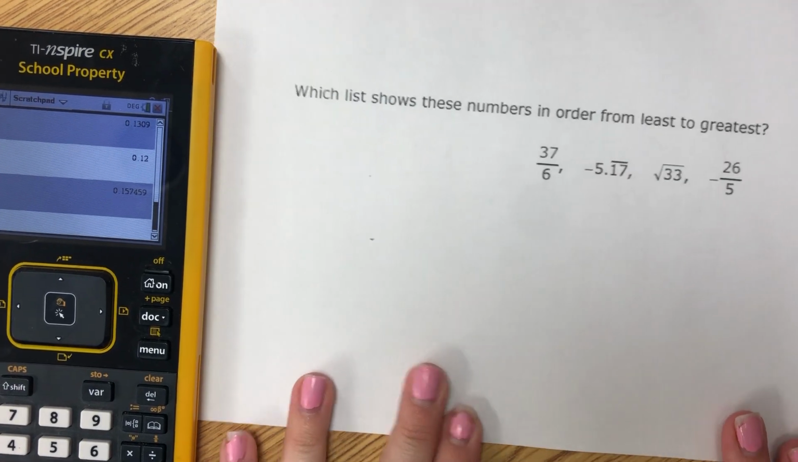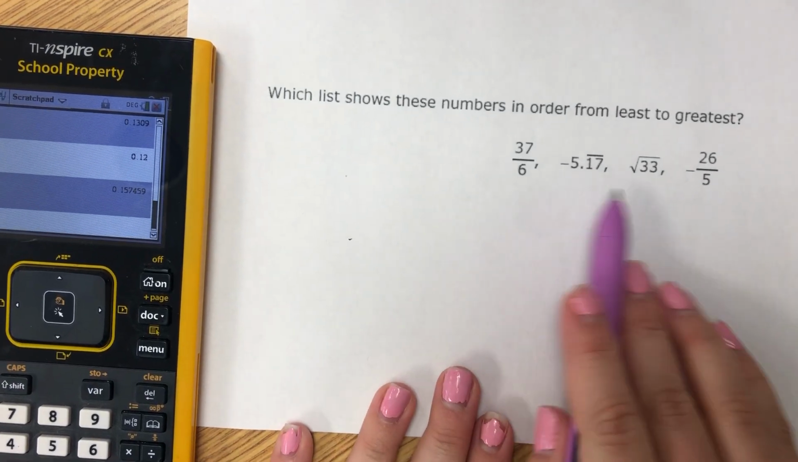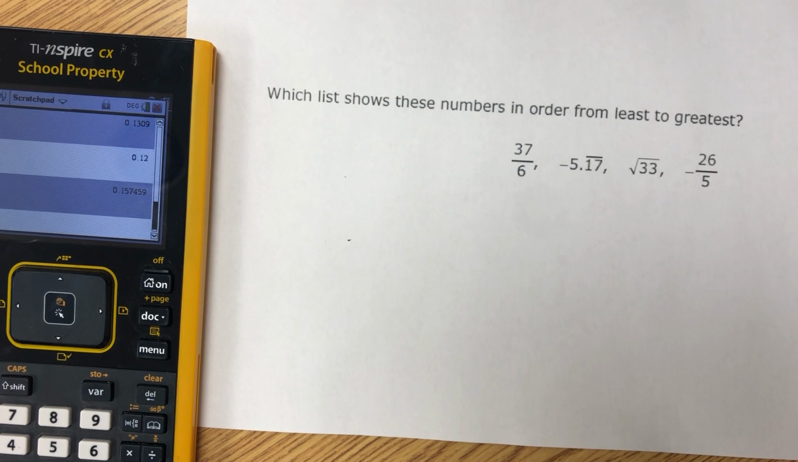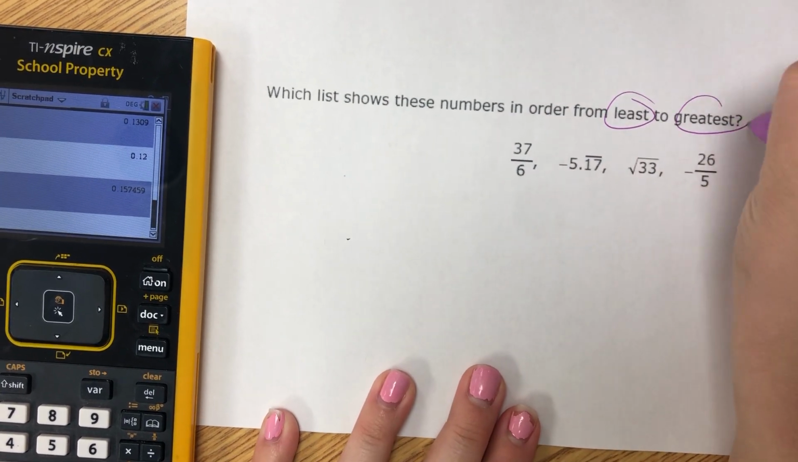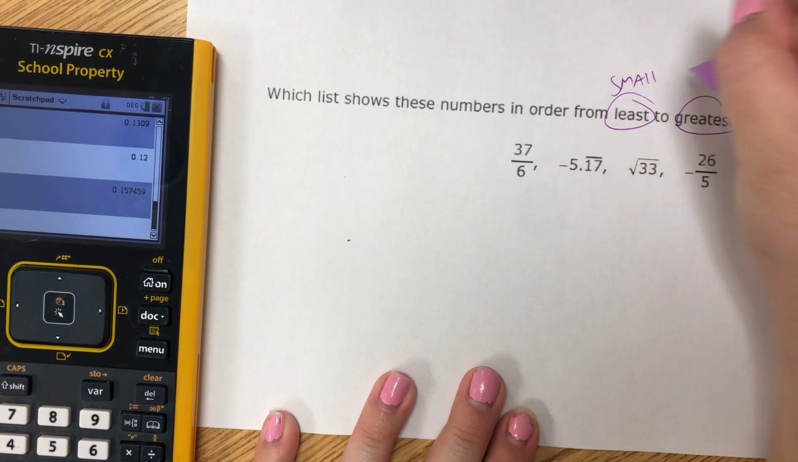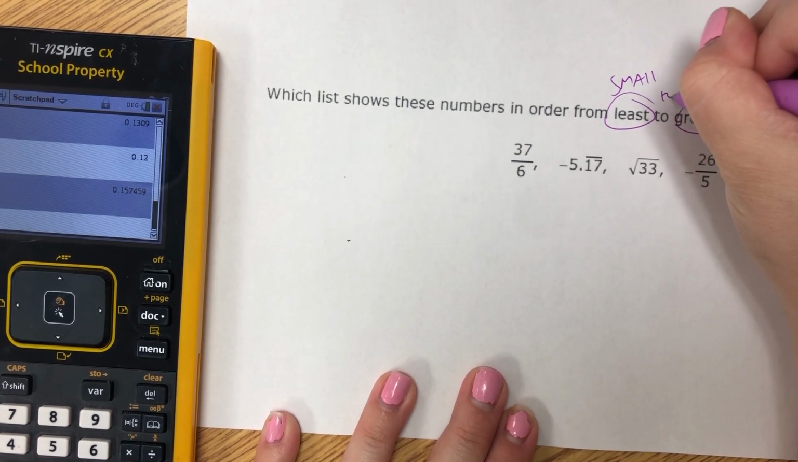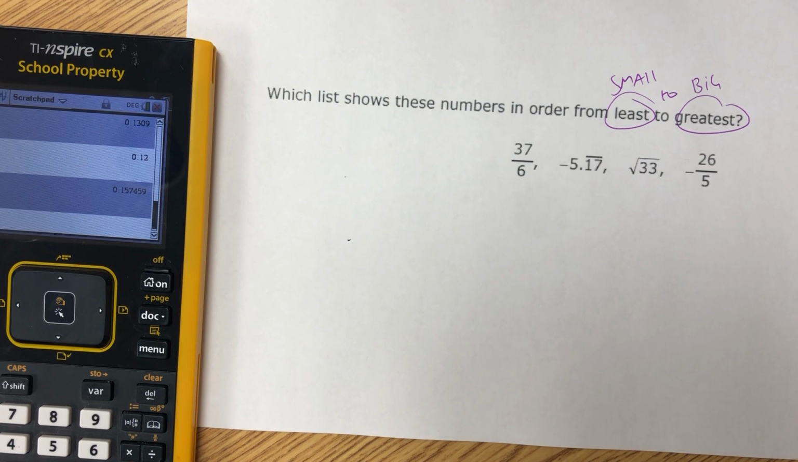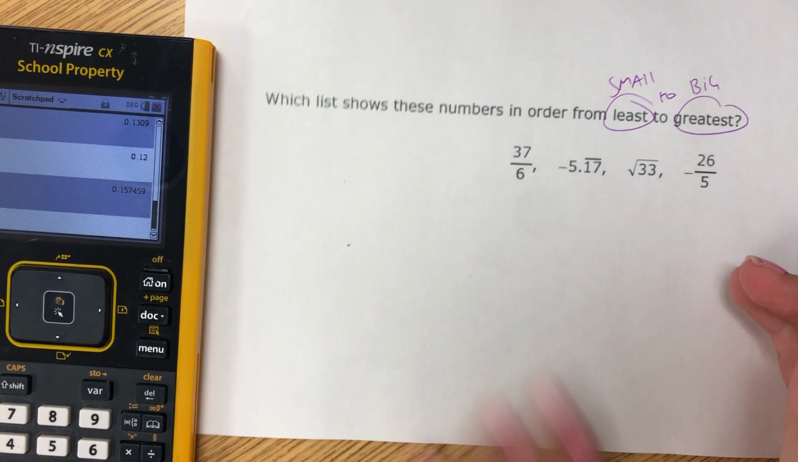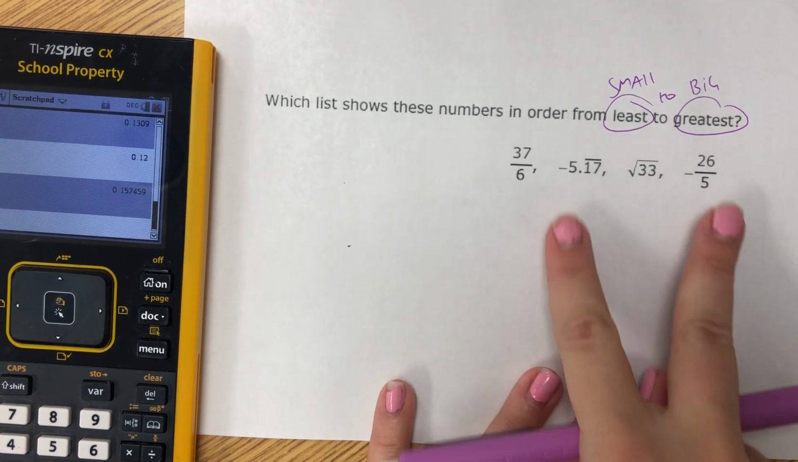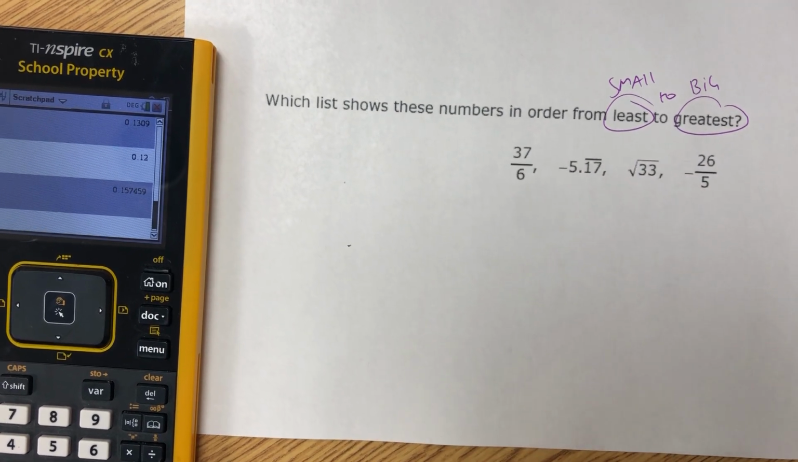The next one has some negative numbers, okay? This is important. Negative numbers are always smaller. So if we're going from least to greatest, which is small to big, I need my negative numbers to be first because negatives are smaller than positives. We all should know that, but it is a bit tricky whenever you try to order negative numbers.